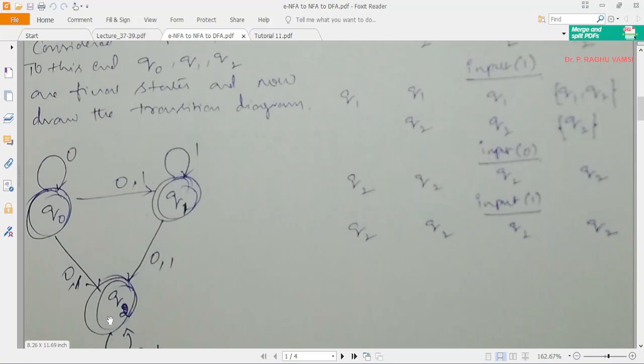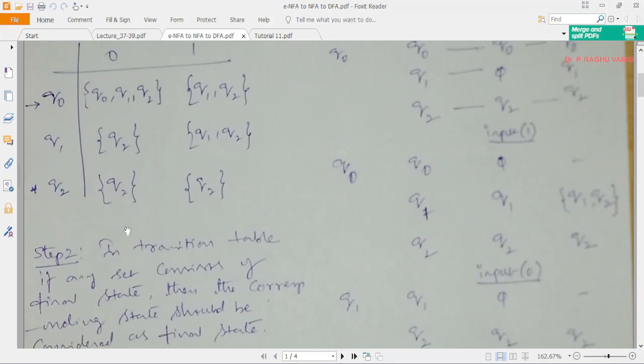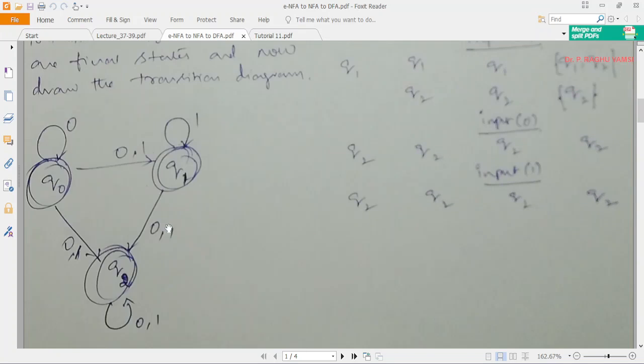Next one is Q0 on 1 is going to Q1 and Q2. So upon giving 0 and 1 as the inputs, it is going to Q1. So that means from Q0, either you supply 0 or input as 1, it is resulting into state Q1. And at the same time, on Q0, if you supply input as 0 or input as 1, it is resulting into the state Q2.